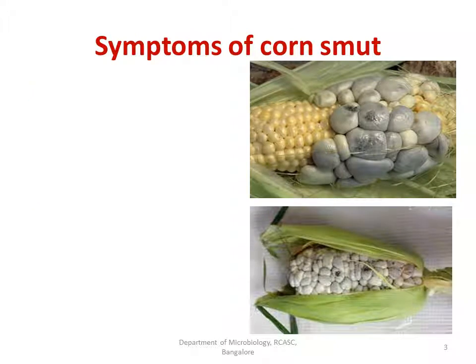Coming to the symptoms of corn smut, as we all know, this is one of the diseases caused by Ustilago maydis. This is one such organism which belongs to subdivision Basidiomycotina, class Teliomycetes, order Ustilaginales, family Ustilaginaceae. The genus which we are studying is Ustilago, and the species which causes corn smut or common smut in case of corn is called maydis, Ustilago maydis.